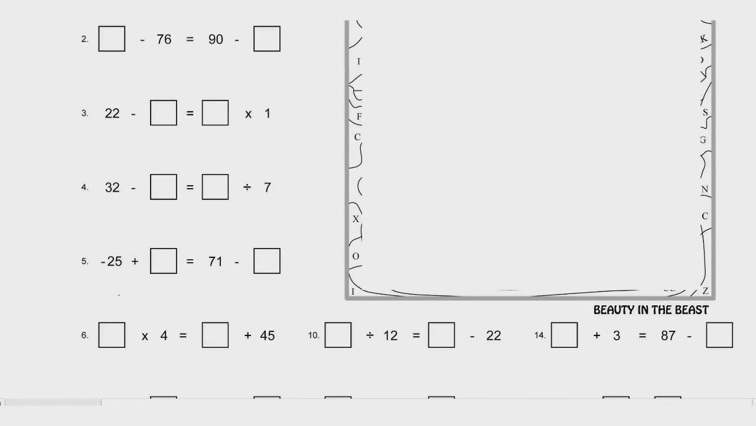Welcome back. You were supposed to do problems 3, 4, and 5. Really quick, I just realized some of these might actually be 3-step equations, but still, you're using your algebra skills.